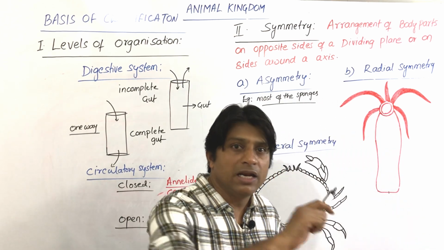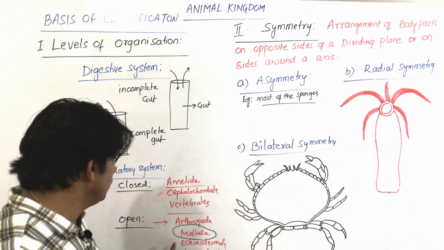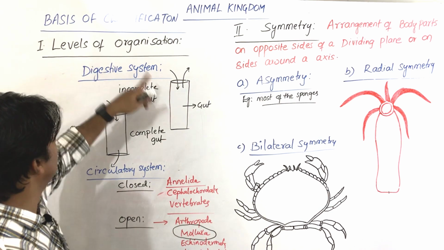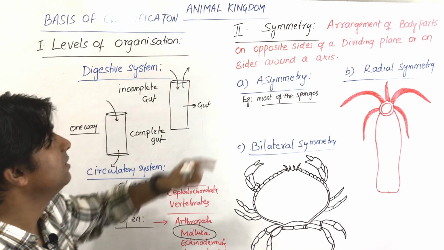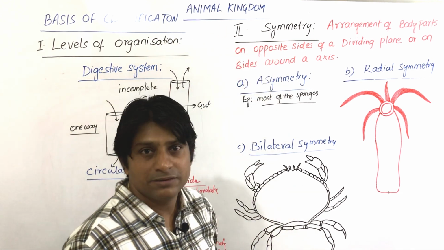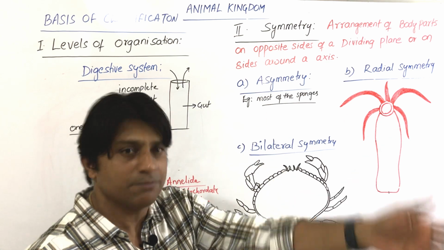Except cephalopoda, in the remaining all circulatory system is open, but they are closed in those three. So these are the levels of organization. Next, the second important or fundamental character is symmetry. So first, just look at the definition of symmetry.